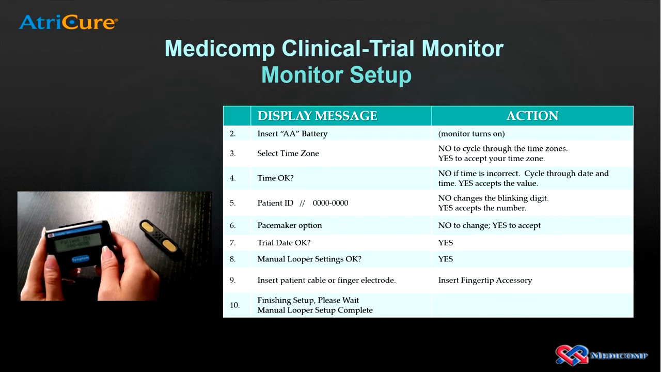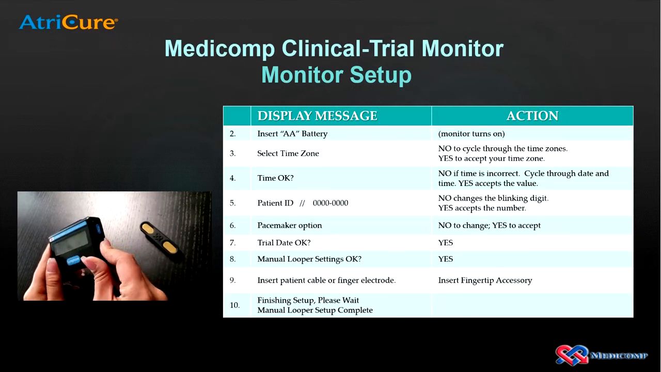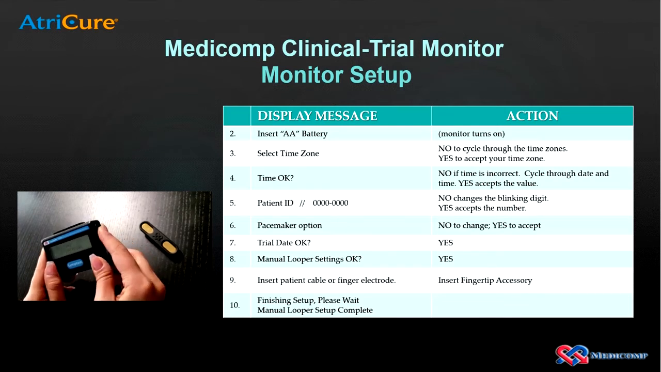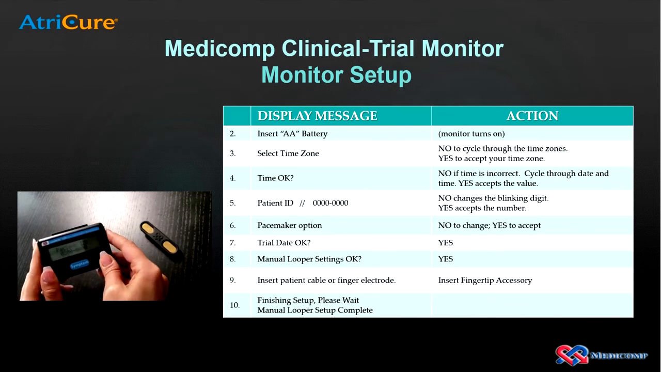The second digit will now start blinking. Press the no button once and the second digit will change to a 1. Press yes to accept this setting, and go on to your third digit. Press no until you get to the 6, and then press yes. Press no to change the fourth digit to a 1, and then press yes to accept.